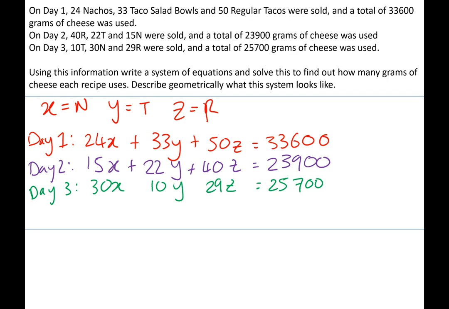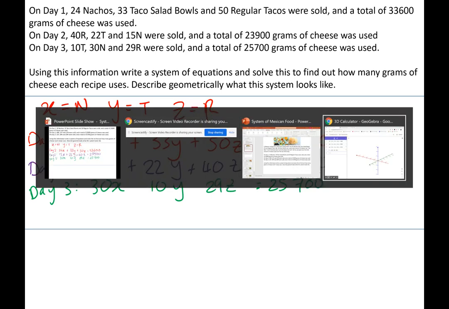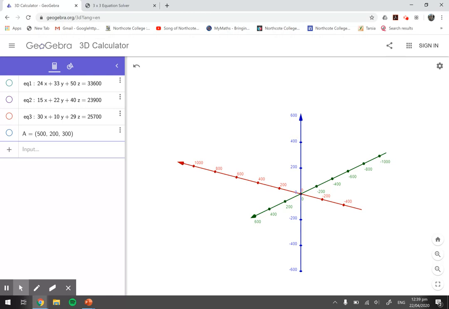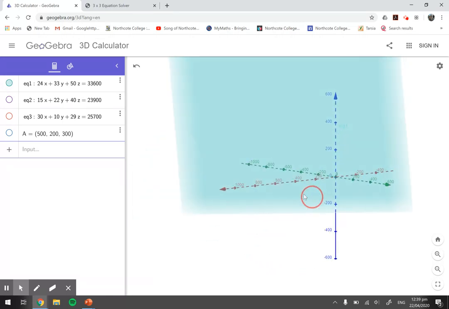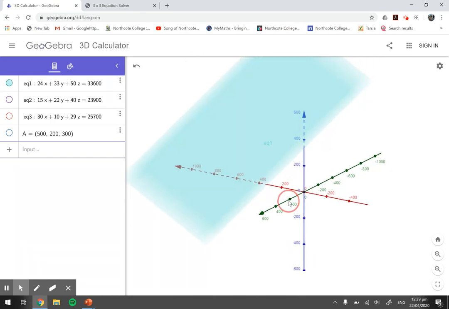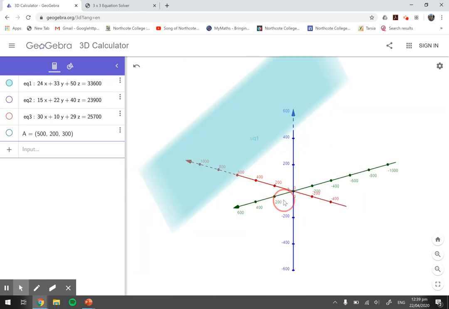Now that I've got my system, this is essentially a set of constraints, and each one of these equations represents a plane of coordinates, X, Y, Z coordinates, that satisfy those conditions. And so we can have a look here at those different planes. So this first one is the plane that represents all the coordinates that satisfy the first equation, day 1.